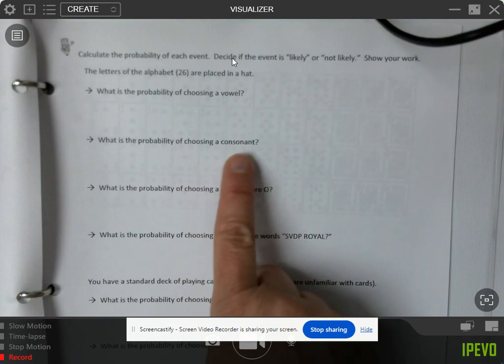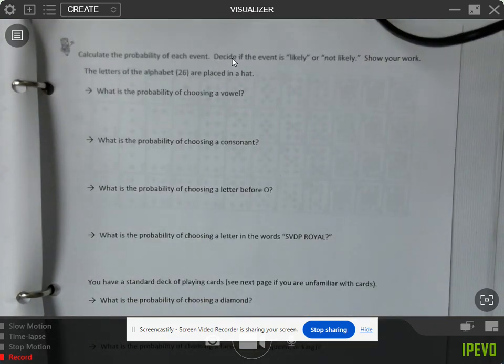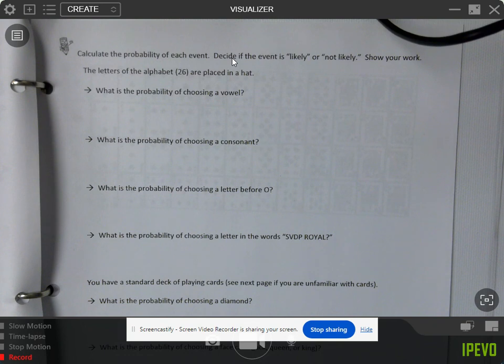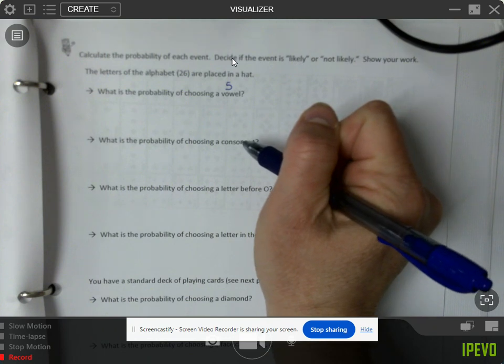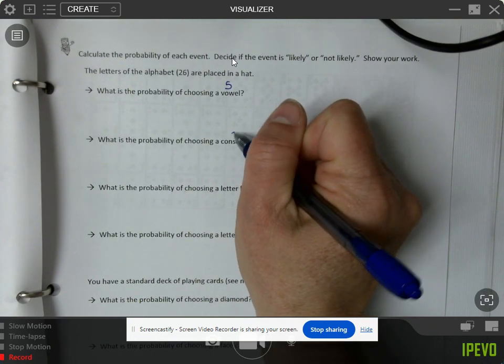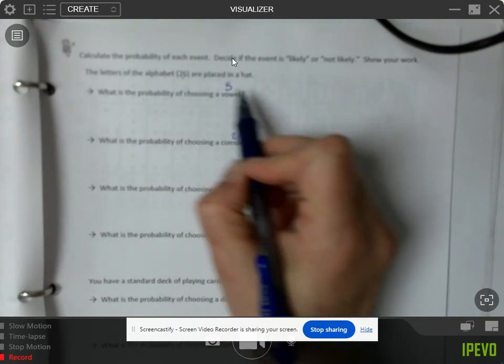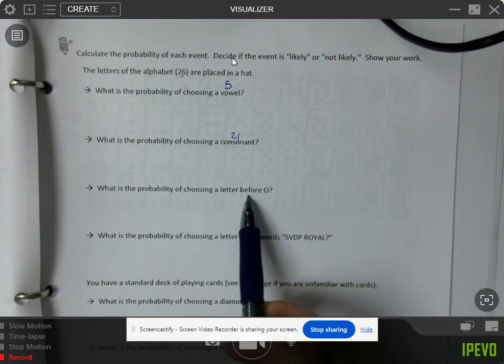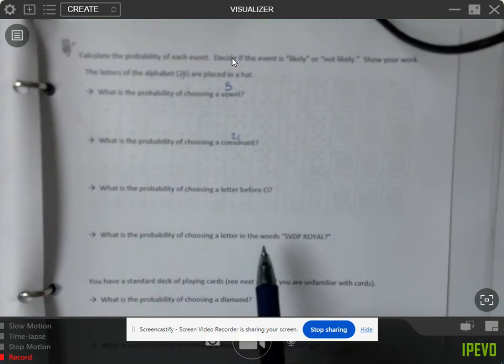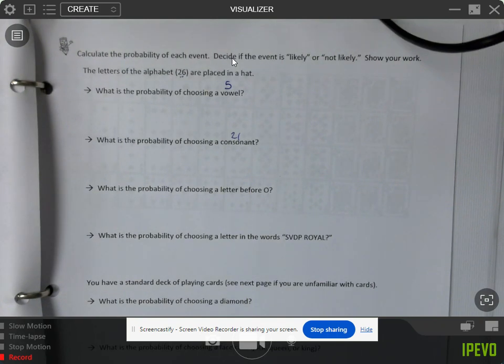We need to choose vowels and choose consonants. What are our standard vowels? A, E, I, O, U. How many is that? Nope. I said standard vowels. A-E-I-O-U, which is how many? So that leaves how many consonants? 21. Because it says there's 26 altogether. 5 are vowels, 21 are consonants. You're going to have to figure out what numbers are your desired outcomes.